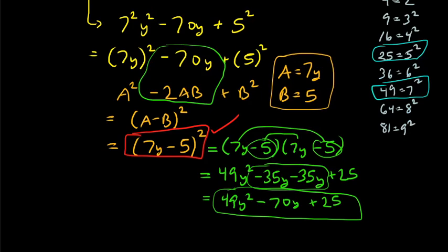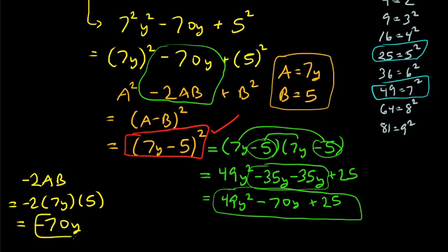So you can do that, or maybe a little bit faster, you can just check the middle term. What's negative 2ab? It's negative 2 times 7y times 5. So negative 2 times 7 is negative 14. Negative 14 times 5 is negative 70 times y. And that is the middle term here. And so that's all you needed to do to make sure that this is correct.